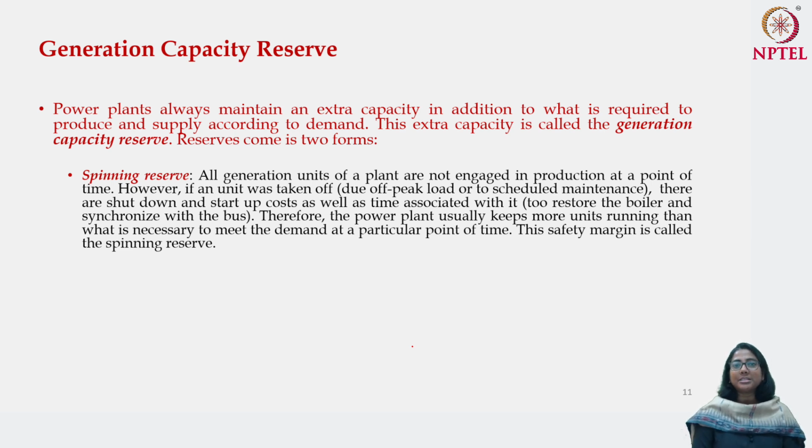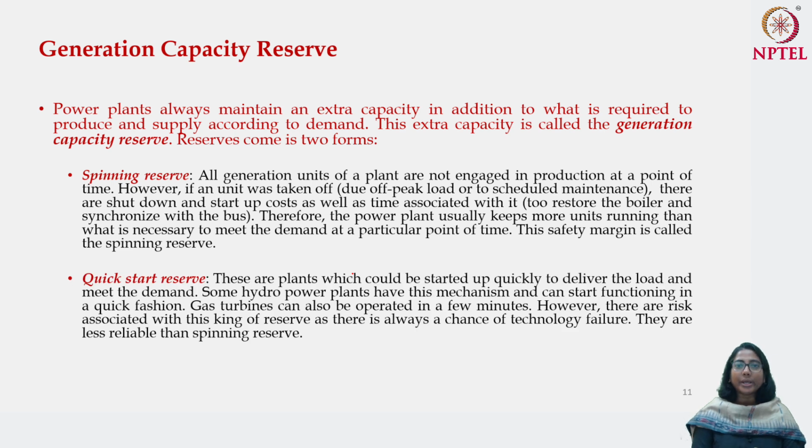Therefore, what does the power plant do? It actually runs more generators than required, at a very low capacity. Some generators will work at a higher capacity, and some generators, as a buffer, will be on but will work at a low capacity. This kind of buffer, this safety margin that the power plants keep, is called the spinning reserve.